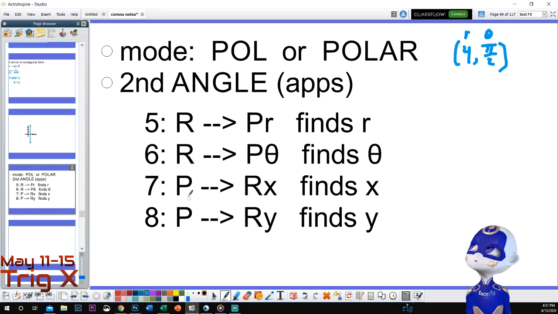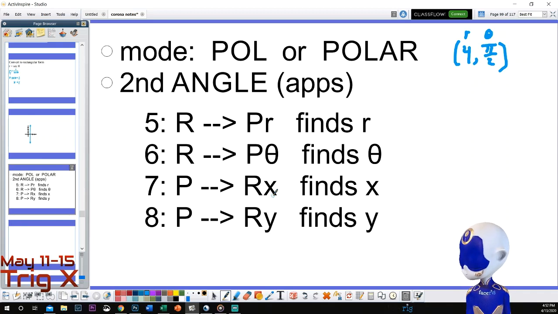So to go from polar to rectangular form, the big P stands for polar and the big R stands for rectangular. If I want to know what the x value was, here's what I'm going to do. First, turn on the calculator. Step 2, go to polar as the mode. So hit mode and go to polar. Yours may say pol or polar, depending on how fancy your calculator is.